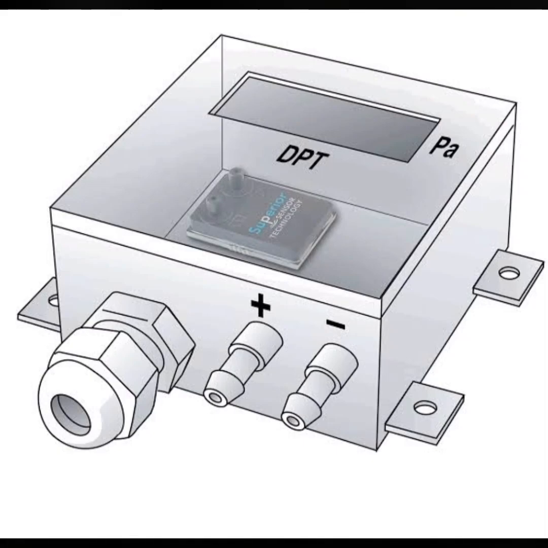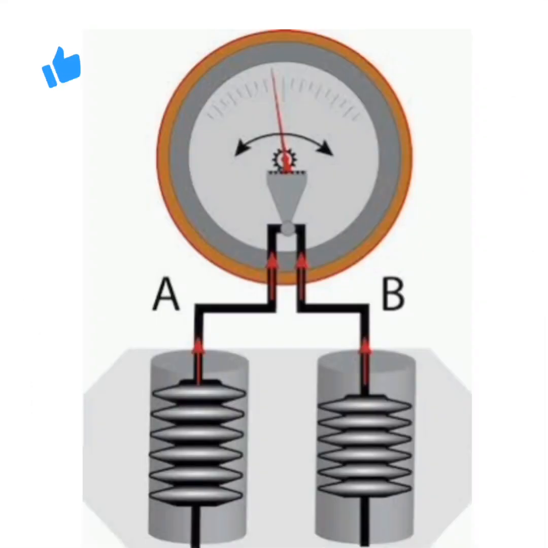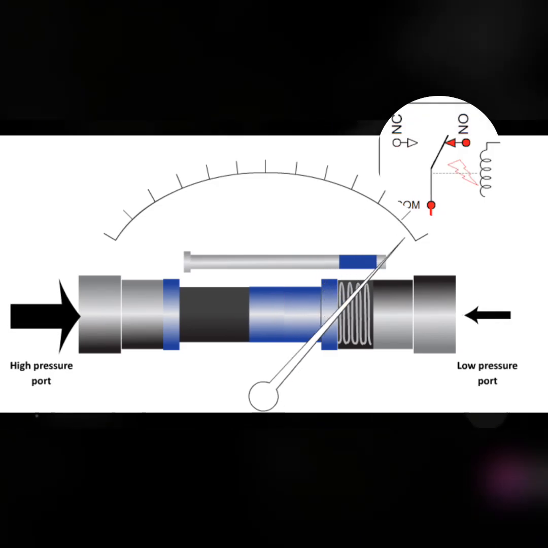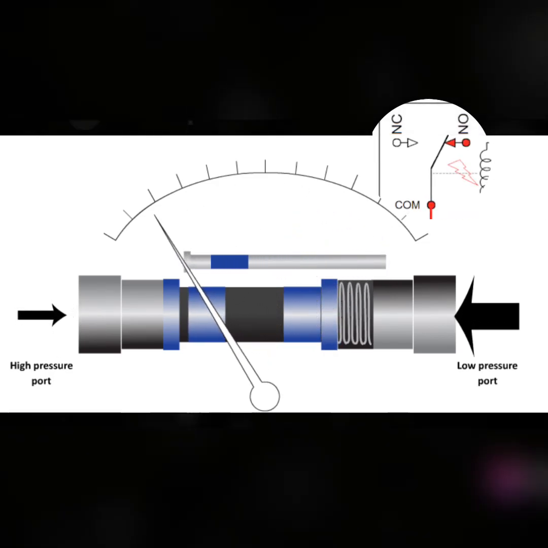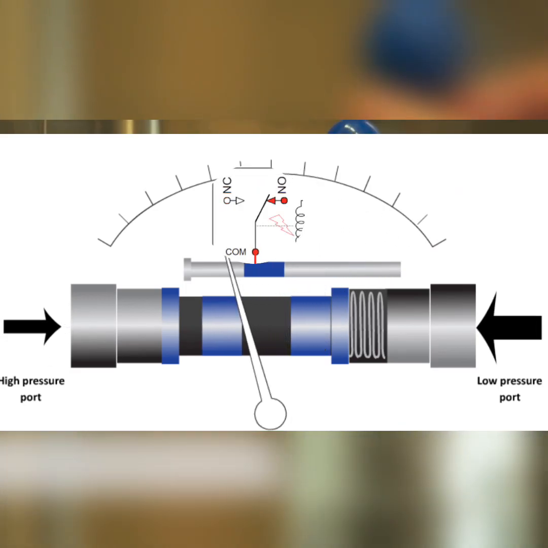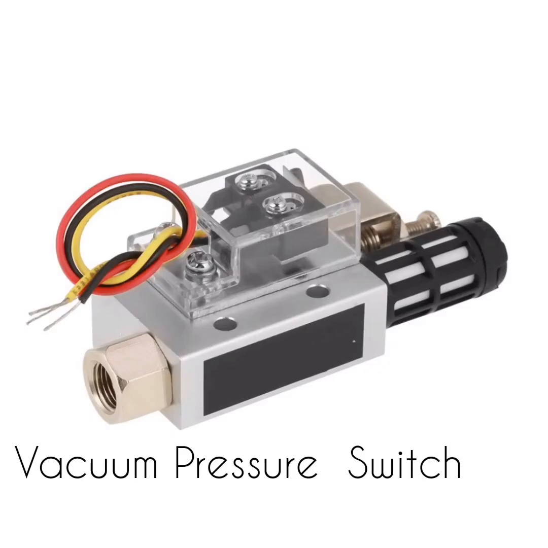The differential pressure switch is another type. This switch monitors the pressure difference between 2 points. It finds common use in filter systems, ventilation systems, and industrial processes, indicating when there's a clog or excessive pressure drop.